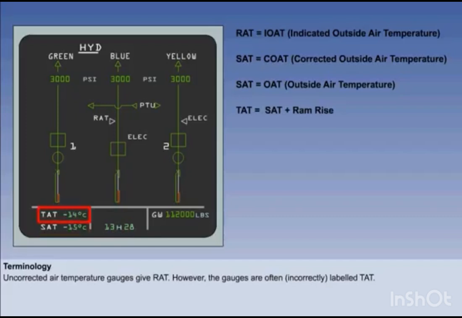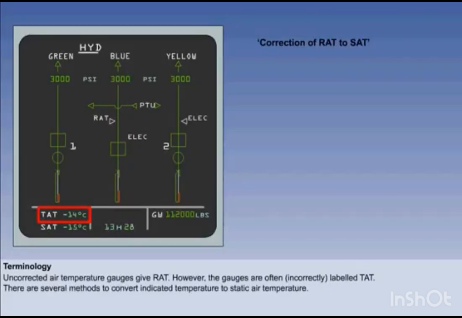The relationship between them is that total air temperature equals static air temperature plus ram rise. Static air temperature is always colder because total air temperature has undergone heating, and so ram rise is always positive. Or indicated outside air temperature equals corrected outside air temperature plus ram rise. The indicated temperature can be converted to static air temperature by the following methods.